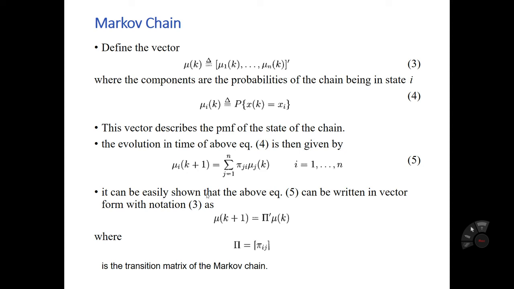It can be easily shown that the above equation 5 can be written in vector form with the notation of equation number 3 like this: u of k plus 1 equals the product of u of k, where this thing is the transition matrix of the Markov chain.